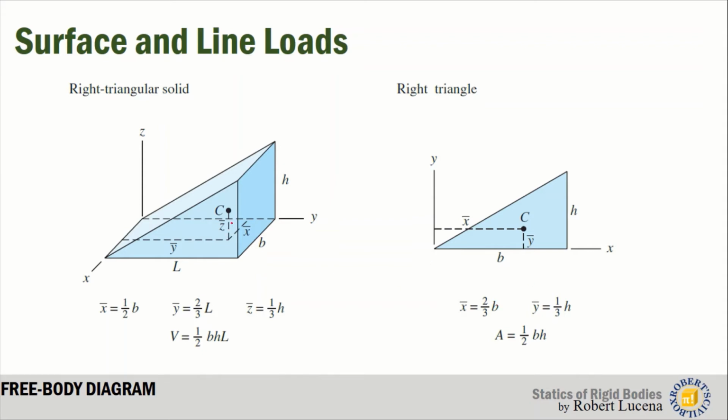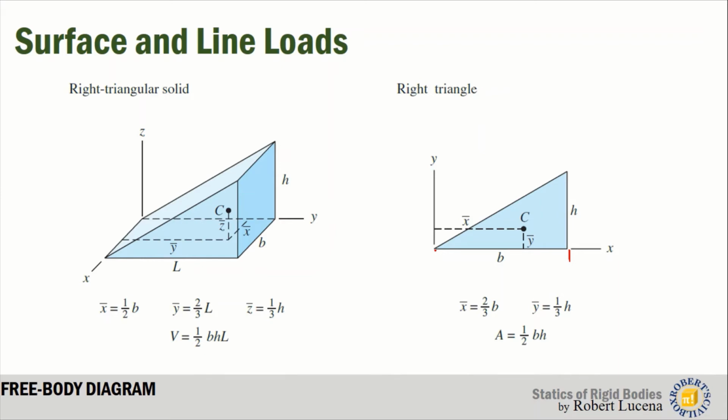The center of volume for this right triangular solid is X bar equals 1/2 B. For Y bar, that is 2/3 of L. For Z bar, that is 1/3 of H. For a right triangle, the centroid is at 2/3 of B, but if you measure it from the other point, that is 1/3 of B. So 2/3 and 1/3. And similarly for H, Y bar is 1/3 of H and 2/3 from the other side. So if you are measuring from the base, that is 1/3 from the base and 2/3 from the opposite of the base. The area of the triangle is 1/2 base times height.